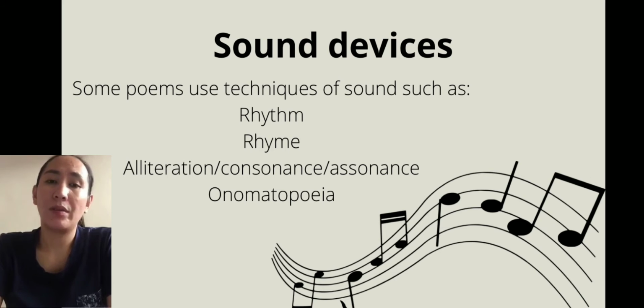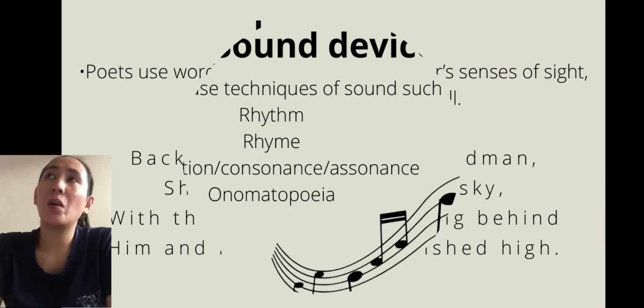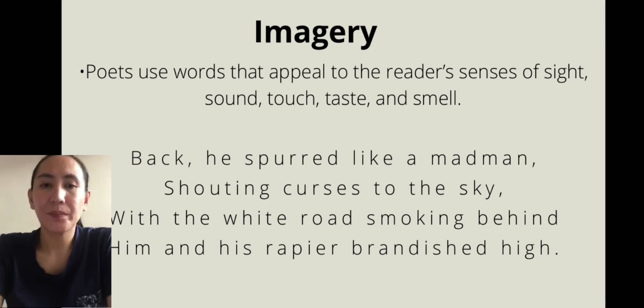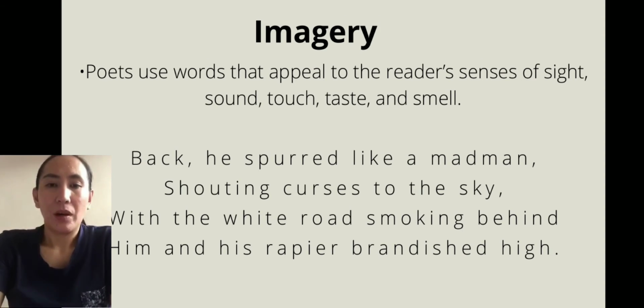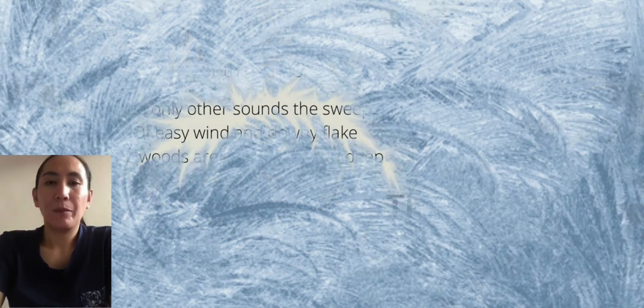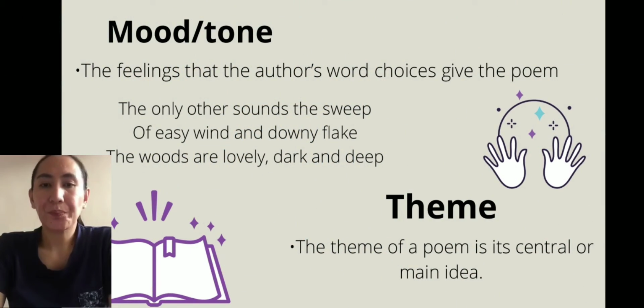Now, how about sound devices? Some poems use techniques, sounds such as the rhythm, the rhyme, alliteration, consonants, assonance, and the onomatopoeia. So let's go to imagery. Poets use words that appeal to the reader's sense of sight, sound, touch, taste, and smell. Like the example again on our presentation.